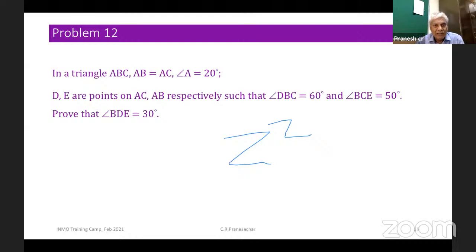In an isosceles triangle, AB equals AC, and the vertical angle A is 20 degrees. So this means the other two angles are 80 degrees each. It's a very standard problem, but it's a nice problem. D and E are points on the equal sides AC and AB, such that angle DBC is 60 degrees and angle BCE is 50 degrees. Prove that angle BDE is 30 degrees.